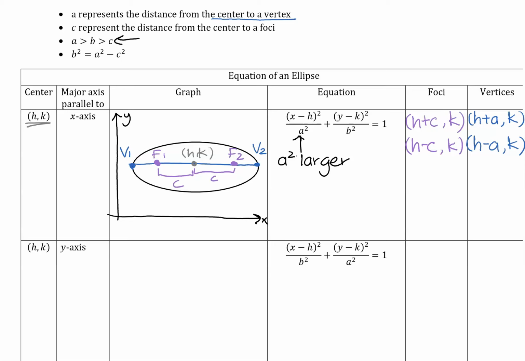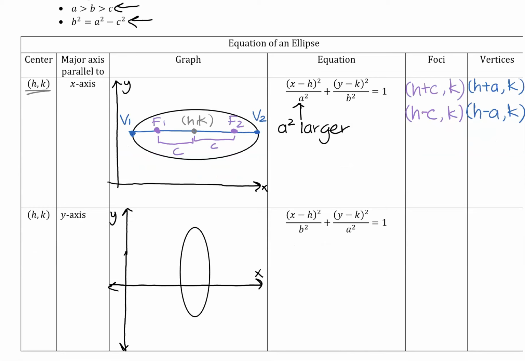The last bullet point, b squared equal to a squared minus c squared, that equation we will use when we start looking at some examples and we're finding the equation of some ellipses. For our second graph, when the major axis is parallel to the y-axis, we will sketch what that looks like. That would look something like this, where now the ellipse is running up and down.